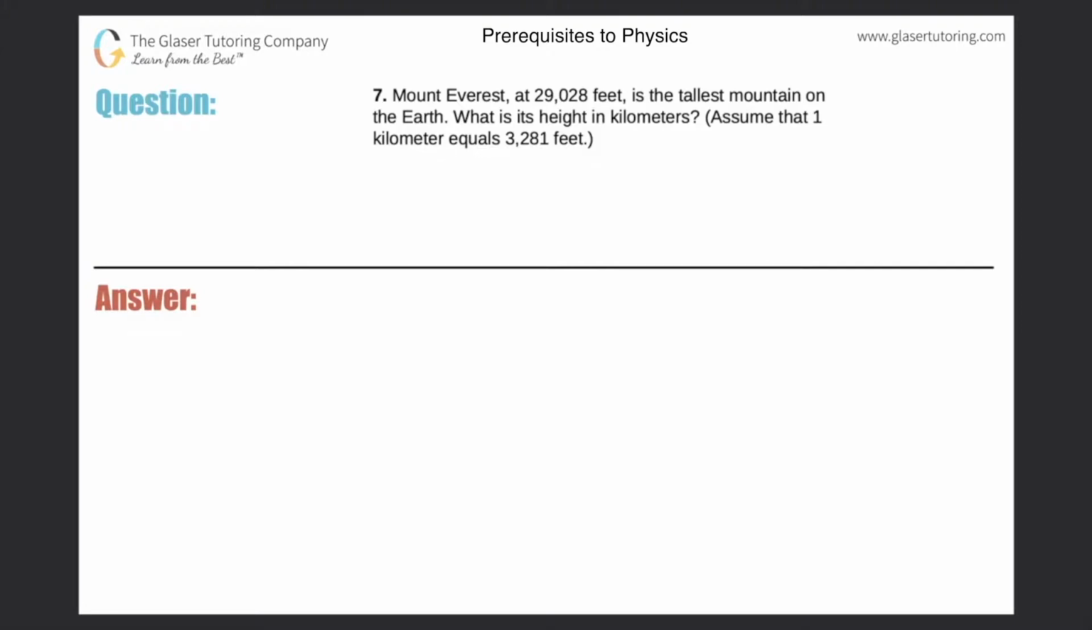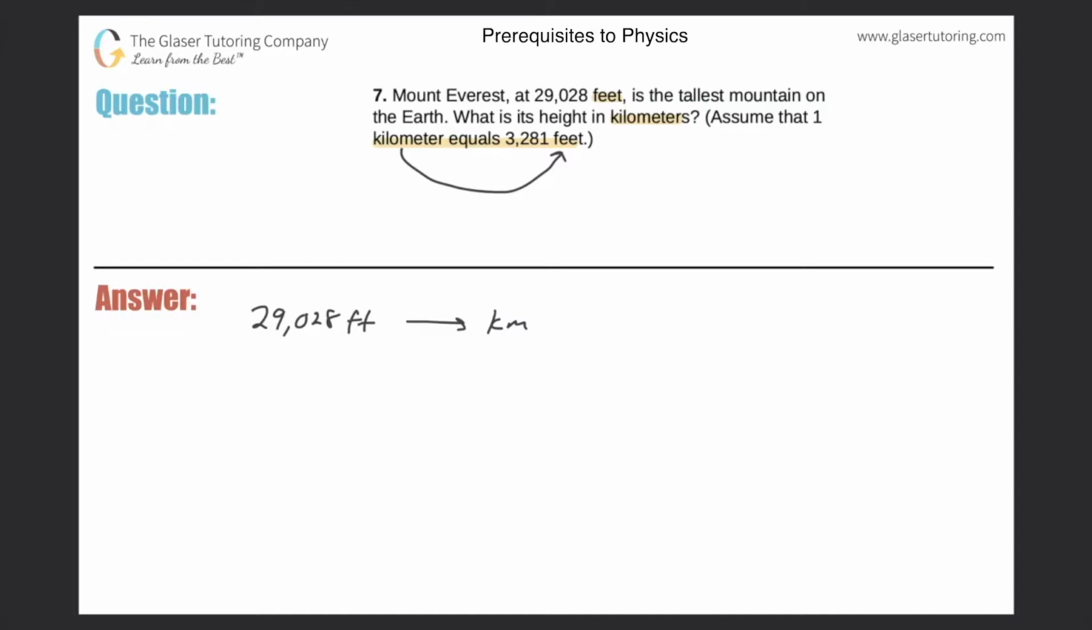Number 7. Mount Everest at 29,028 feet is the tallest mountain on Earth. What is its height in kilometers? Then it says assume that 1 kilometer equals 3,281 feet. Okay, so this seems like a fairly straightforward conversion problem. Let's write down what we need to do. So we need to convert 29,028 feet into kilometers. And they gave us the conversion factor from kilometers to feet.